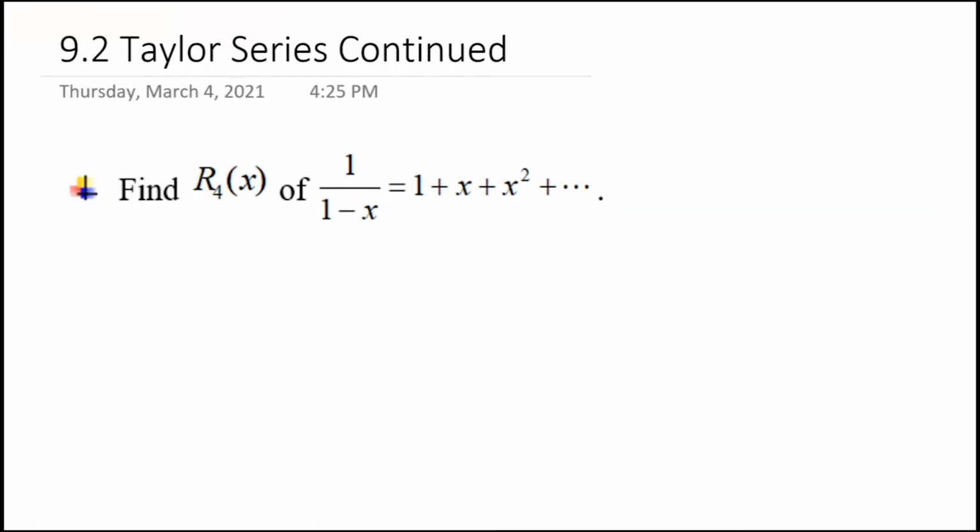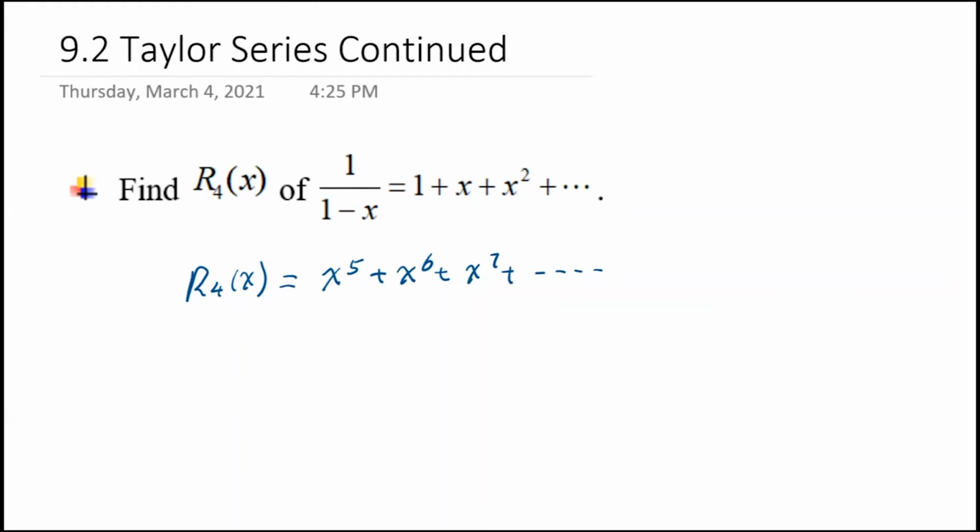So let's write it here. R sub 4, which is still a function of x, looks like this. x to the 5th, it starts with the very next term. You know what I'm saying? Because when we say 4 means 4th degree polynomial, so there are 5 terms, then 6, 7, dot, dot, dot.